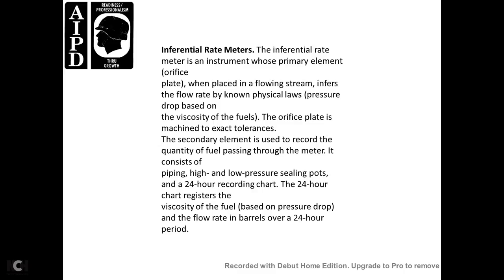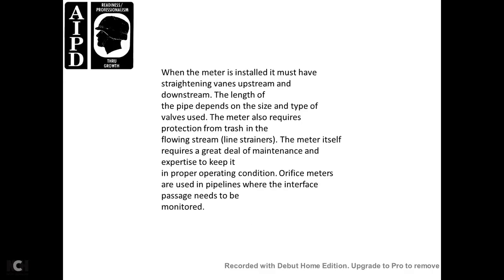Inferential rate meters. Inferential meters use an orifice plate as the primary element. When placed in the flowing stream, it interferes with the flow rate, creating a physical loss of pressure, a pressure drop. The orifice plate is machined to exact tolerance. A second element is used to record the quantity of fuel passing through the meter. It consists of piping, high and low pressure sealing pots, and a 24-hour record chart. The 24-hour chart registers the flow rate in barrels over the 24-hour period, based on the pressure drop.